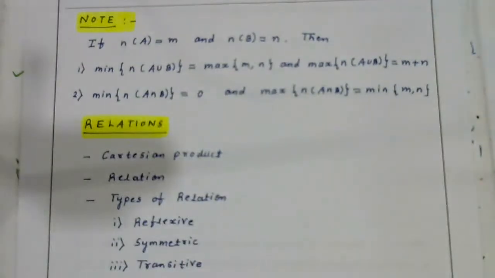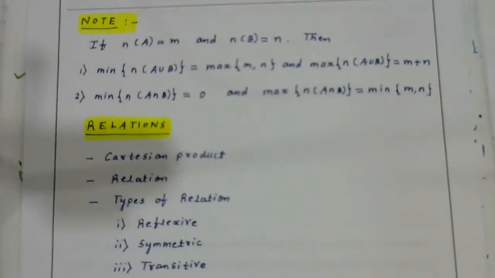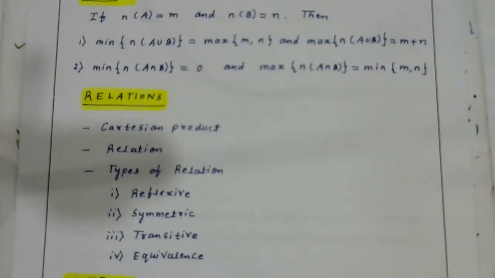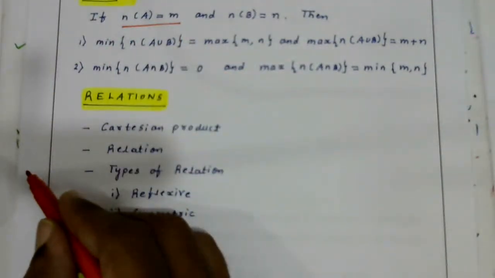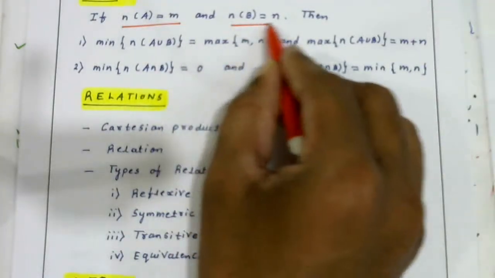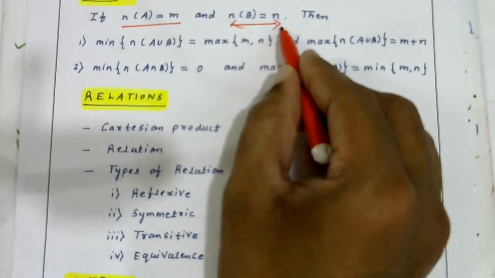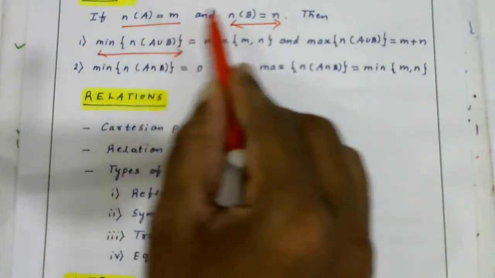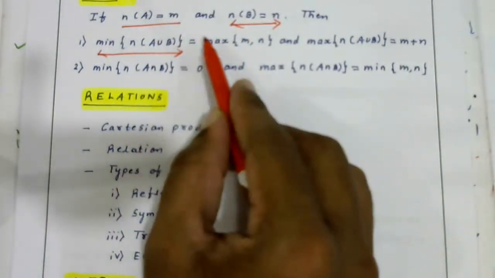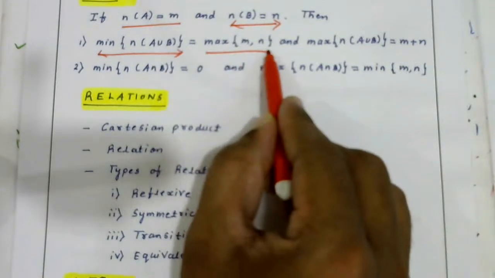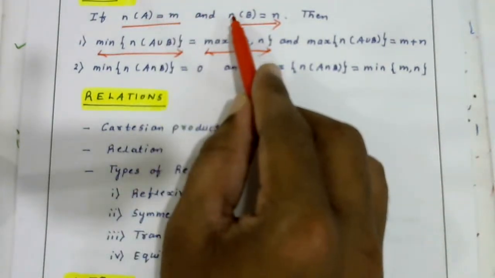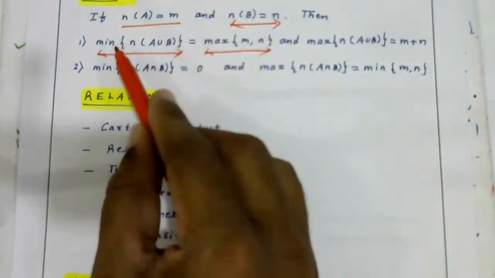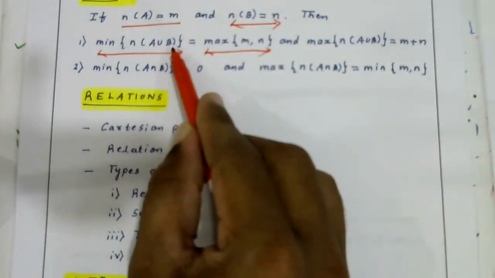Right, next is one note. If n of A is equal to m, the number of elements present in set A is m, and the number of elements present in set B is n. So the minimum number of elements present in A union B is given by the maximum of m comma n. Among these two sets, the set which has the maximum number of elements gives the minimum number of elements present in A union B.